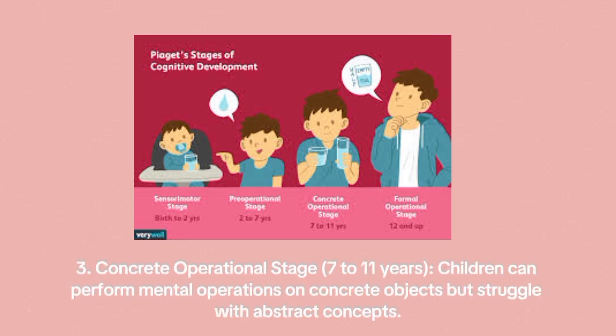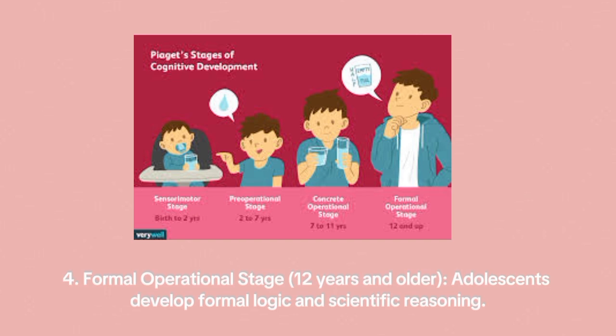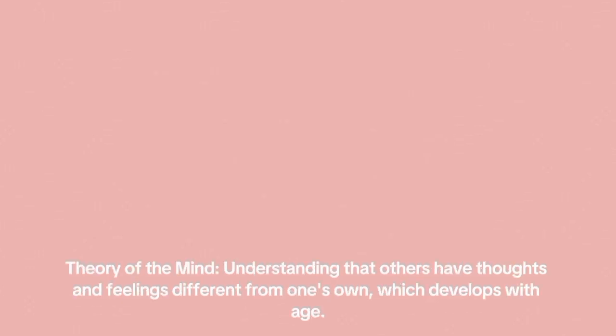3. Concrete operational stage, 7 to 11 years. Children can perform mental operations on concrete objects but struggle with abstract concepts. 4. Formal operational stage, 12 years and older. Adolescents develop formal logic and scientific reasoning. Theory of the mind, understanding that others have thoughts and feelings different from one's own, which develops with age.